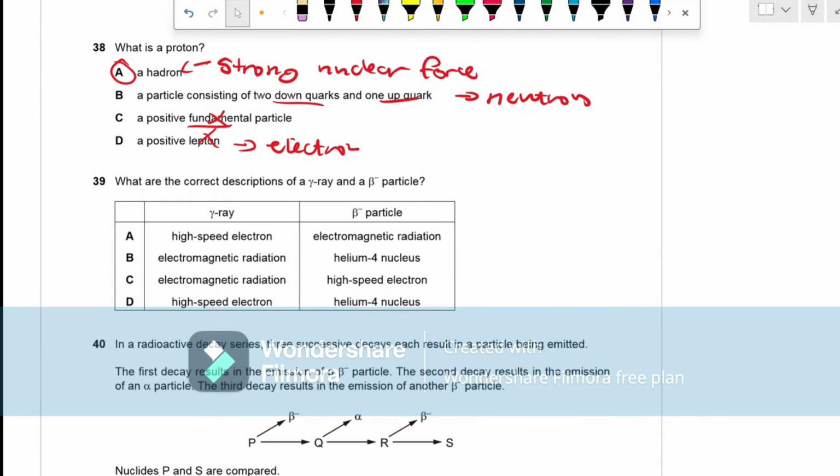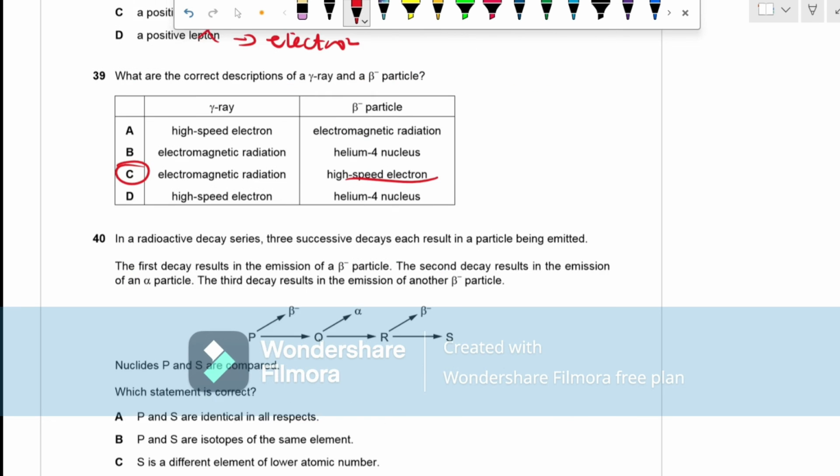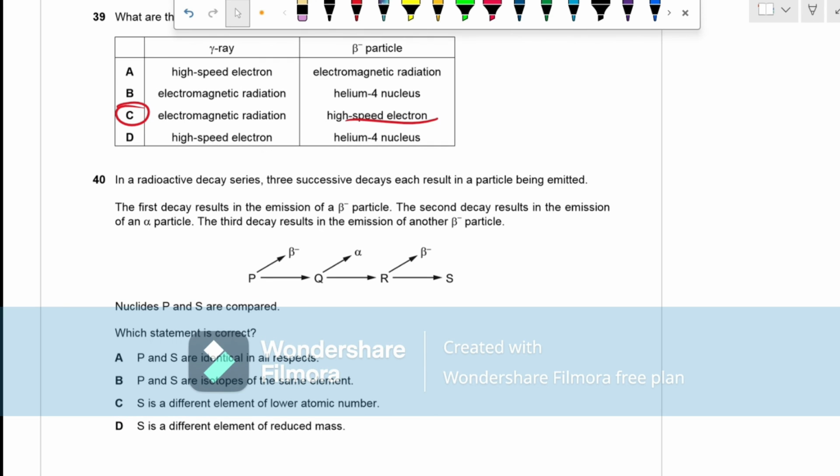What is the correct description of gamma radiation and beta minus radiation? Gamma radiation is basically electromagnetic radiation, and beta minus radiation is basically a high speed electron. So the answer is going to be C. Move on to question 40. We've been given a series of decay equations, and 3 successive decays are occurring. The first decay equation is the emission of a beta minus particle. Then the second decay results in the emission of an alpha particle. The third decay results in the emission of another beta minus particle.